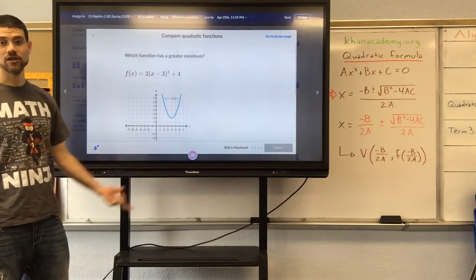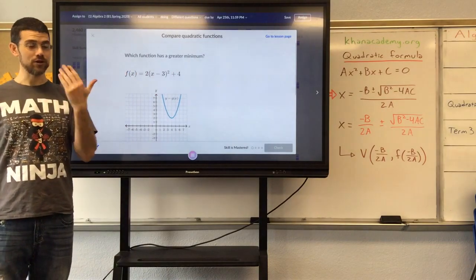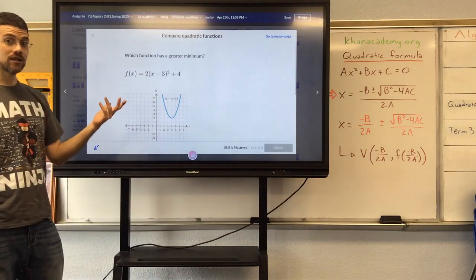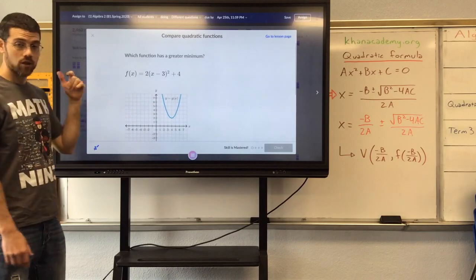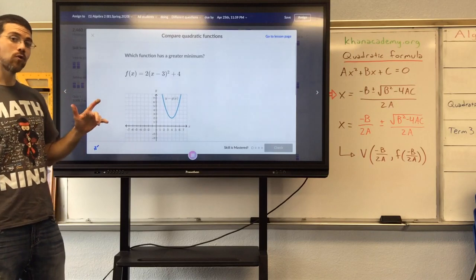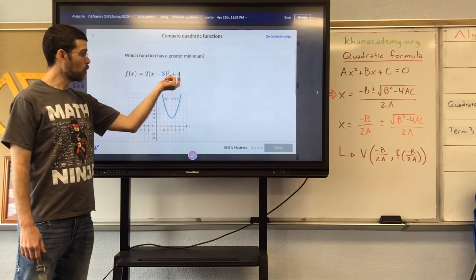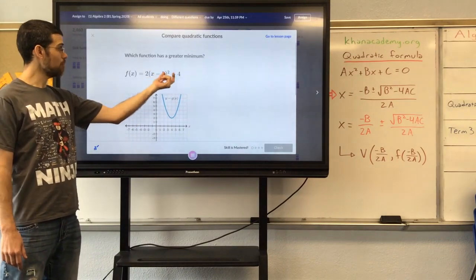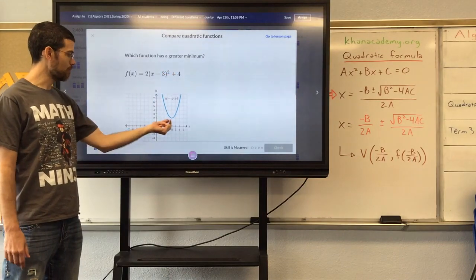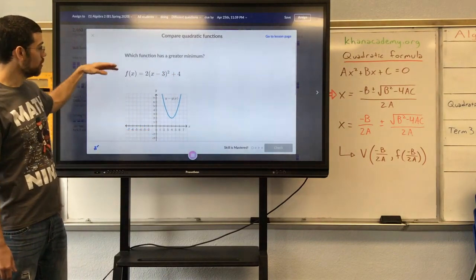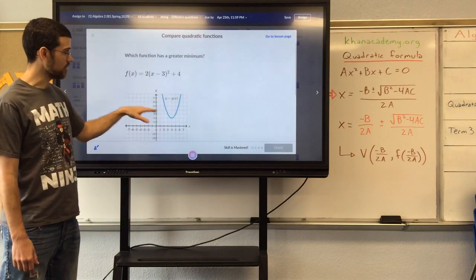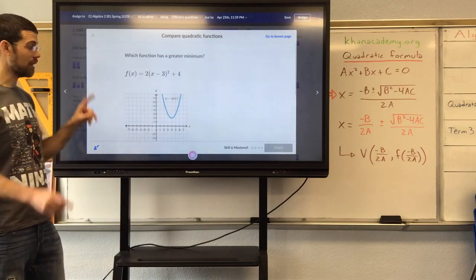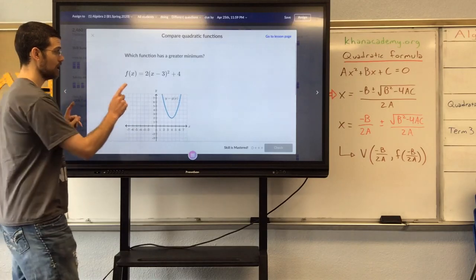Well, this function is written in vertex form, which means that the vertex coordinates are sitting right there. And the only one we care about is the y coordinate, which is 4. So this one's minimum value is 4, and this one's minimum value is 2. So f of x has a greater minimum value than g of x. We can answer the question right now, but I want to pause and look at what's happening here.